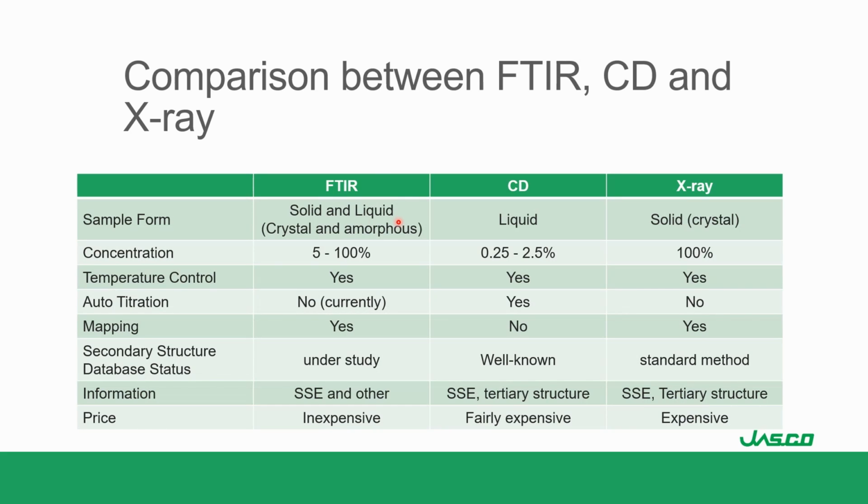IR. In the case of IR, we can measure solid samples as well as in X-ray, but we can dilute these samples, and because they are diluted, we have the possibility to study amorphous samples. Also, the concentration can go up to 5%. That is very common, but I'm going to show that we can go even lower than that. Of course, it is possible to do temperature control. If the user has an FTIR microscope, it is possible also to do the mapping of the samples. Secondary structure, yes, under study, and this is what I'm going to show, how we estimate this secondary structure, and it's a relatively inexpensive technique compared to X-ray.